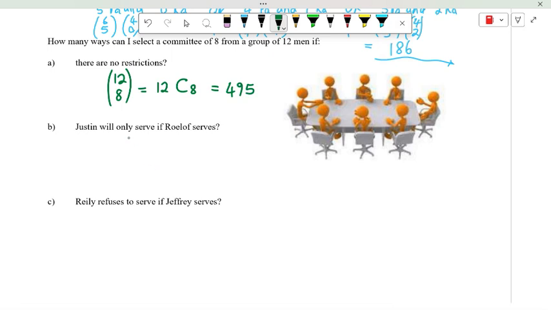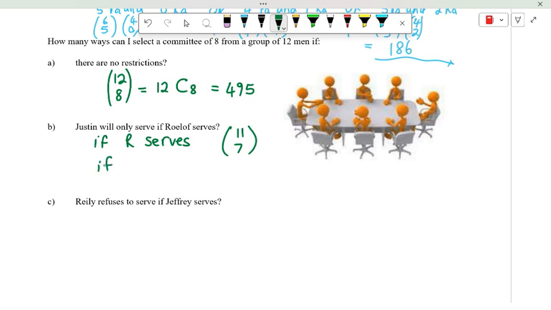So now there are basically two scenarios. If Roelof serves on the committee, so in other words, we put him on the committee, then we need an additional 7 people from only 11. And the reason it's 11 is we can't choose Roelof because he's already on the committee, and so we need another 7. And we can choose any one of those remaining 11 people. In other words, we can choose Justin.